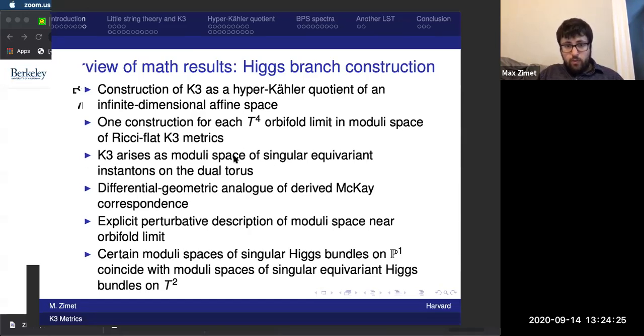The moment maps are, roughly, the anti-self-duality equations on the dual torus to this torus. The intuitive way to think about this moduli space is that K3 is the moduli space of singular equivariant instantons on the dual torus. I'll explain that more later. But let me just give some intuition for why you might have expected something like this.